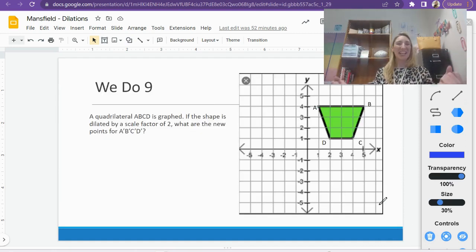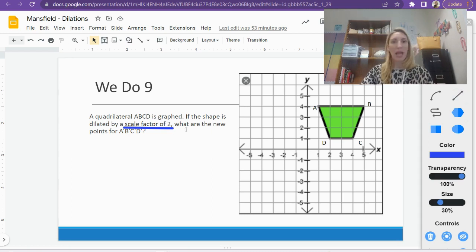We do number 9. A quadrilateral ABCD is graphed. There you go. Our quadrilateral, a trapezoid. If the shape is dilated by a scale factor of 2, I'm going to make this trapezoid dilate by a scale factor of 2. 2 is more than 1, so I know it's growing. What are the new points for A prime, B prime, C prime, D prime?